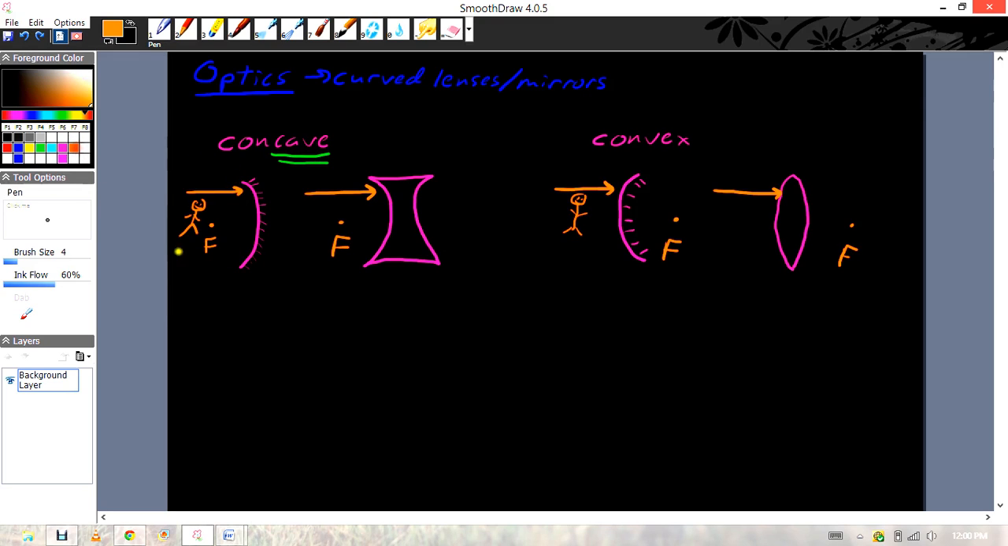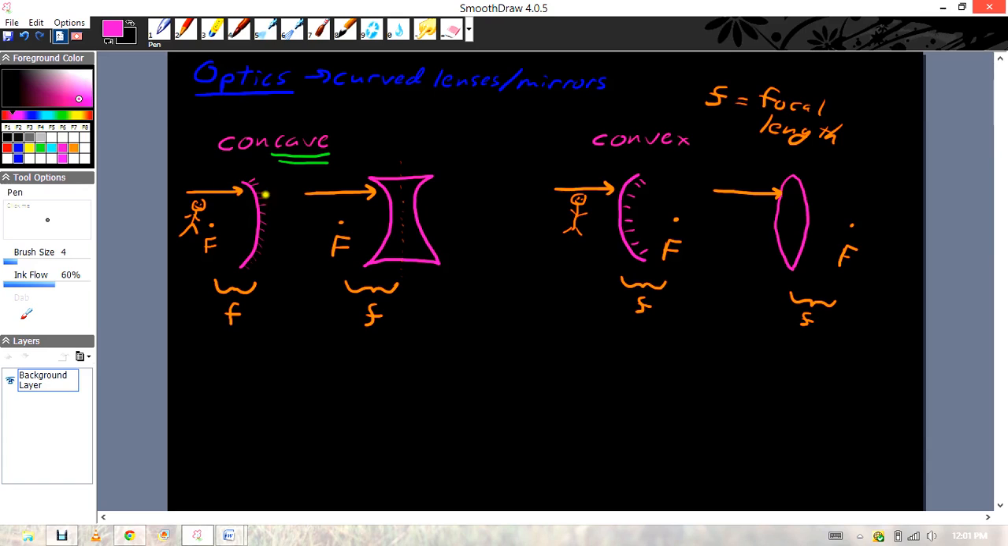So the distance from the focus to the lens or mirror is called little f, and it's to the center, that center line. And that is called the focal length. The distance to the focus.